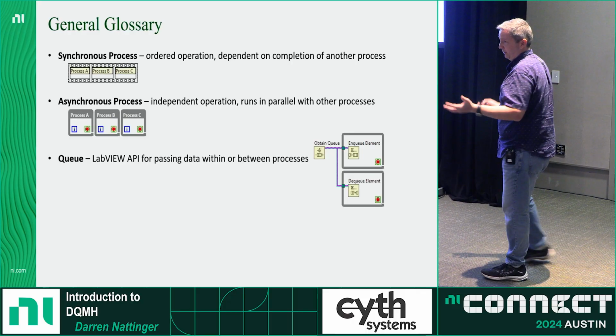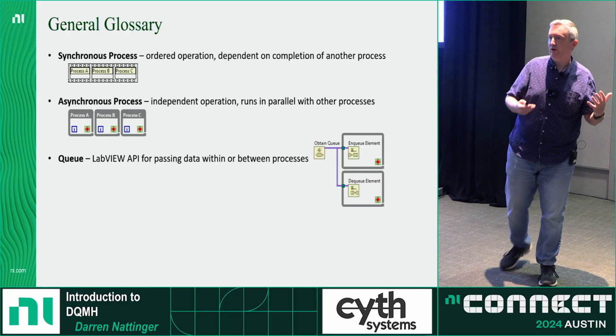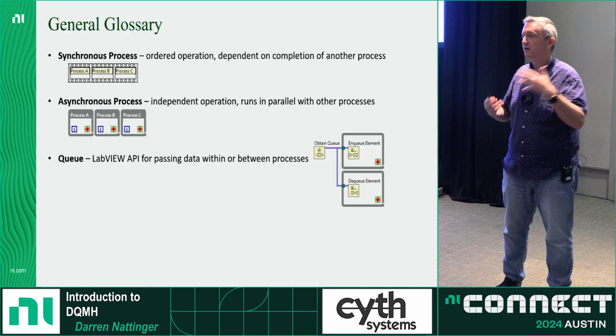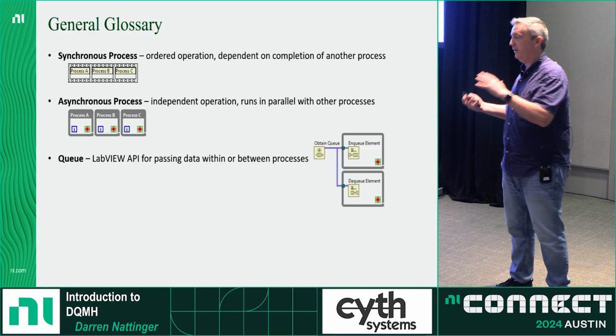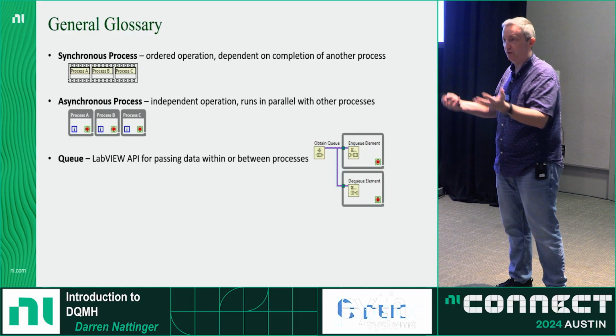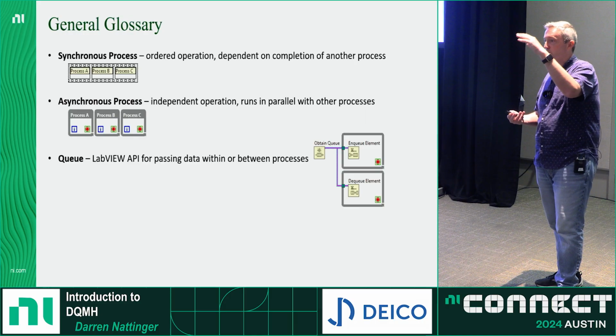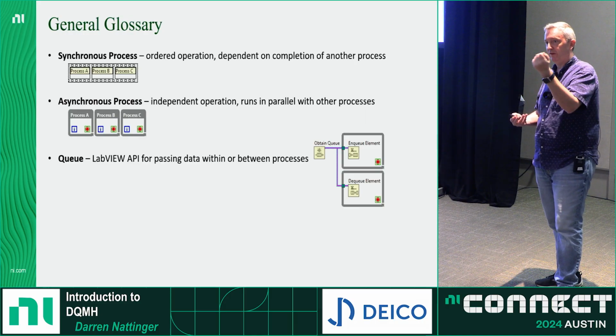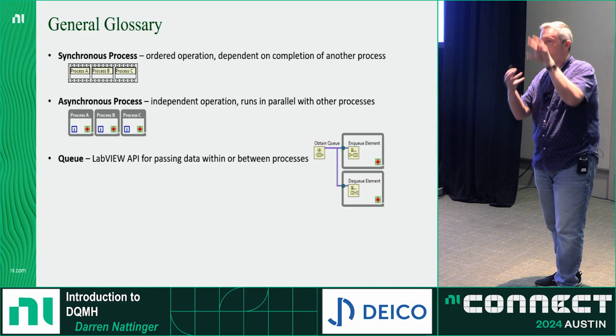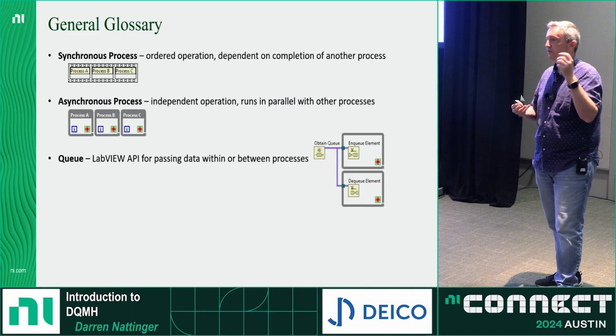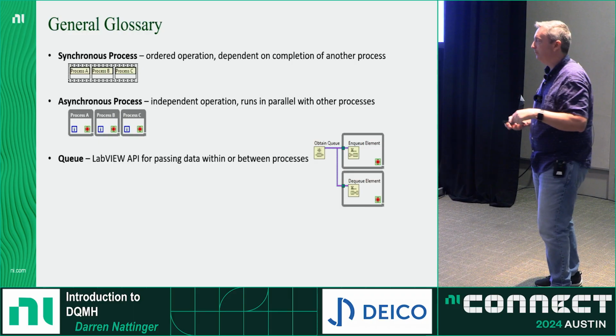I'm going to be talking a lot about queues. Queues are an API in LabVIEW that let you pass data between processes. So you can see we have the two independent processes, the while loops, on the screen. You can see that the top loop is able to enqueue data into that queue, and the bottom loop is able to dequeue data from that queue while those two loops are running independently. So we have an API that can pass data between them.